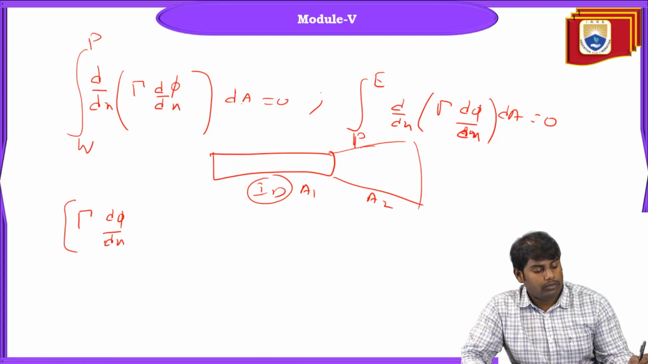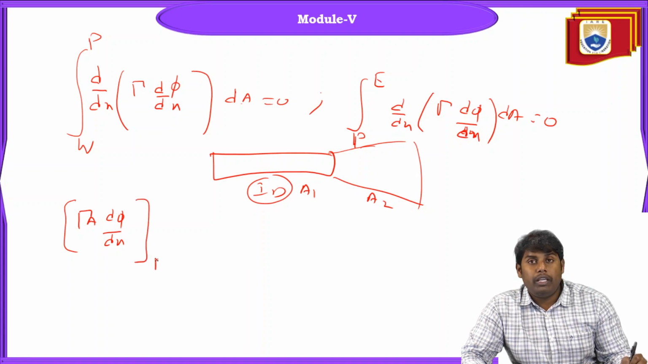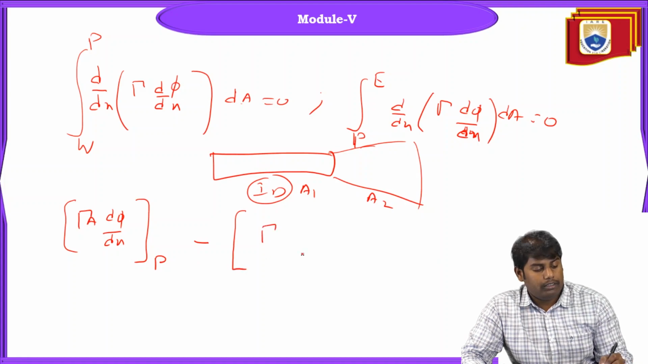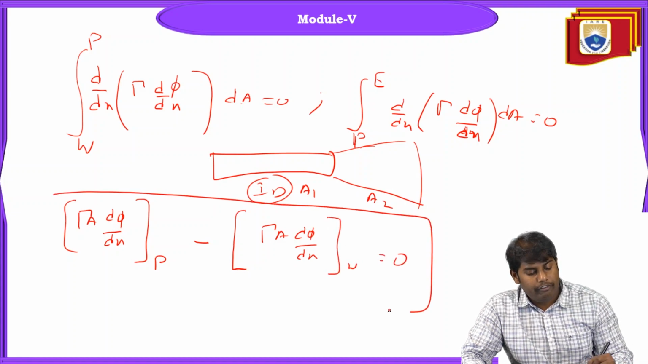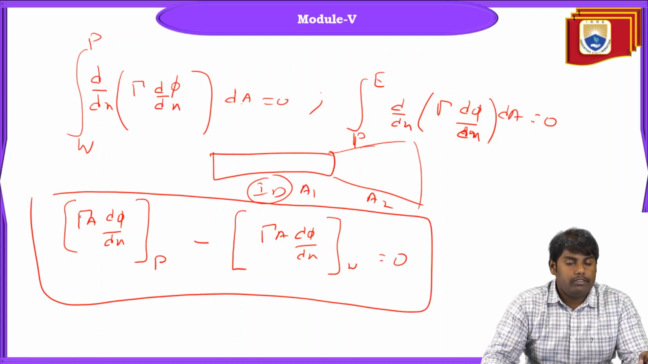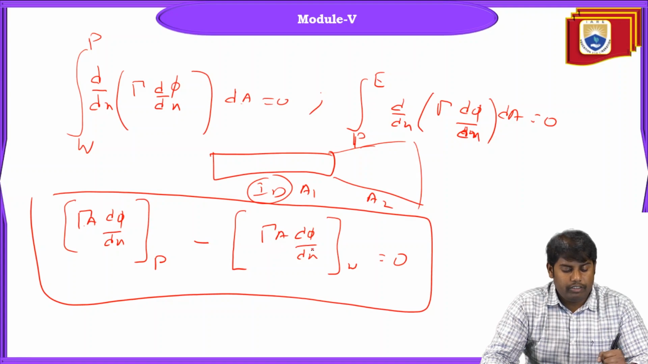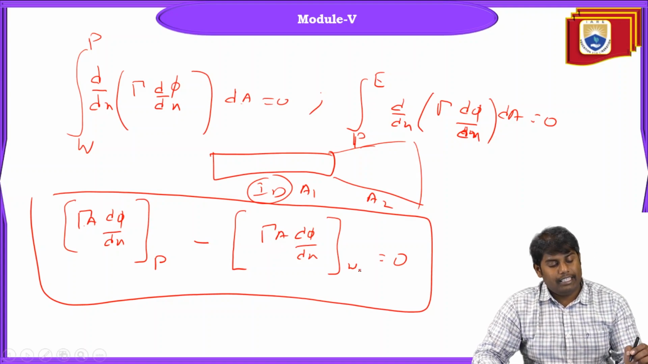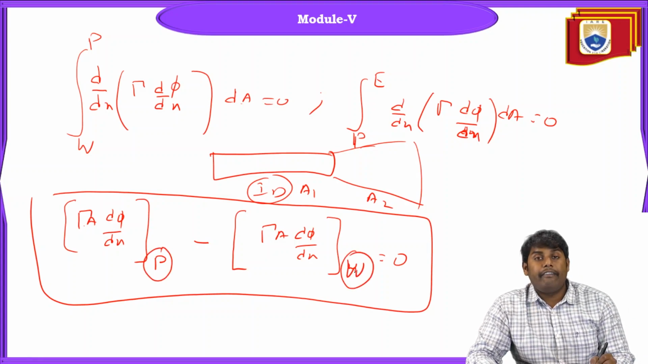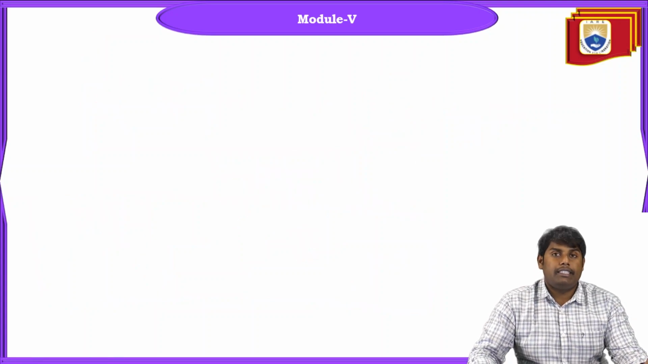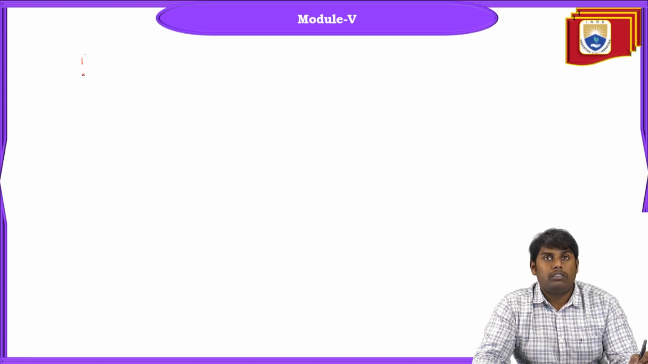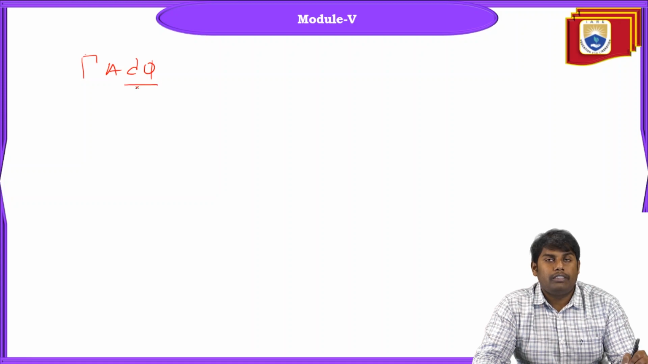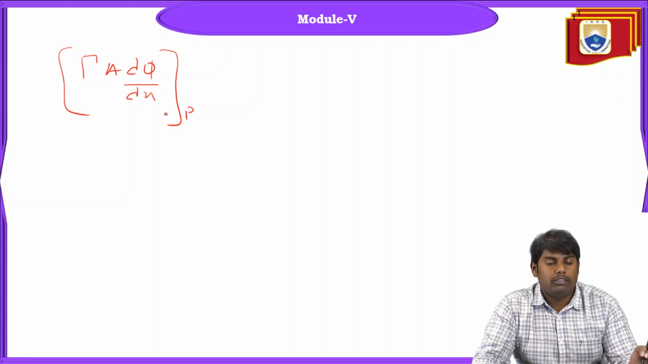So this will be gamma A d phi by dx at P minus gamma A d phi by dx at W equal to 0. So this is what we get. Okay. So gamma A into d phi by dx at P minus gamma A d phi by dx at W. Okay. So this is at the point of interest P. This is at the west node W. Fine. So let us take one thing, which we have gamma A d phi by dx of P. Okay. So this is what we have.